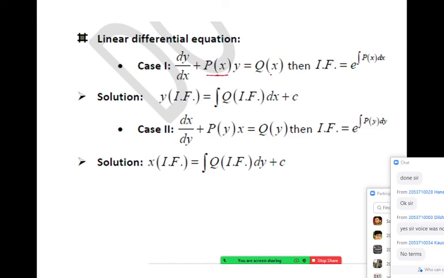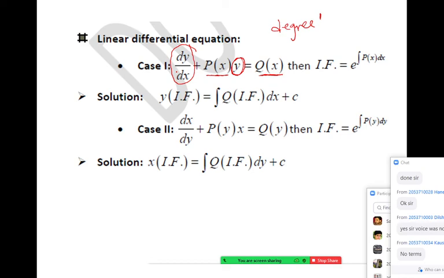Here, if you focus on case 1, the differential coefficient throughout this equation is a function of x. Only the dependent variable y and its differential coefficient both have degree 1. You will observe only y appears. If y square or y cube is there, and dy by dx is always there, you should not worry about it, because higher order differential equations we solve by the CF plus PI method, that is, complementary function plus particular integral.